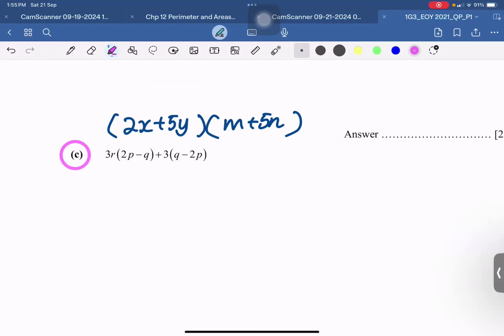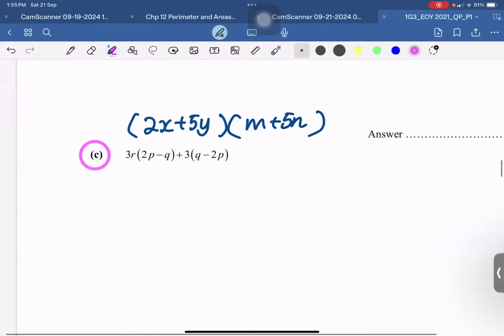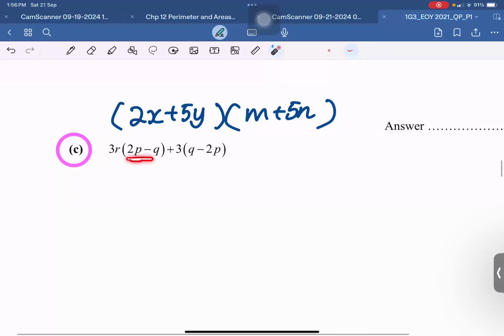Anyone know how to do C? Which is the part that we need to choose? You observe this one over here. 2p minus q minus 2p. The sign for the q is different: one is plus, one is minus. The other one, the sign for the 2p, one plus, one minus. So in order to change the sign, what do we do? We multiply this with negative. So we multiply by negative 1. So this one becomes minus 3.